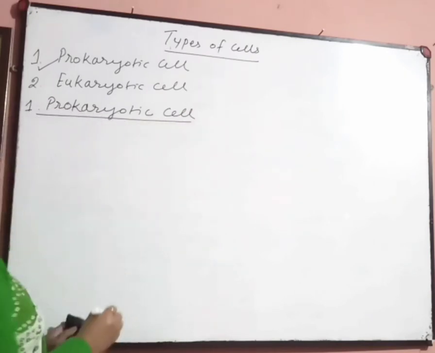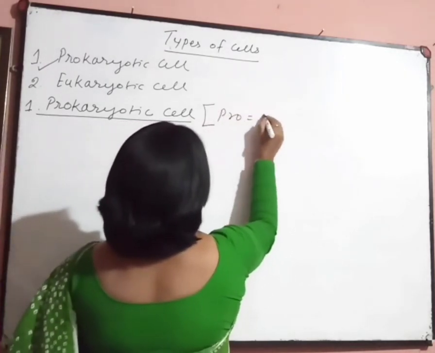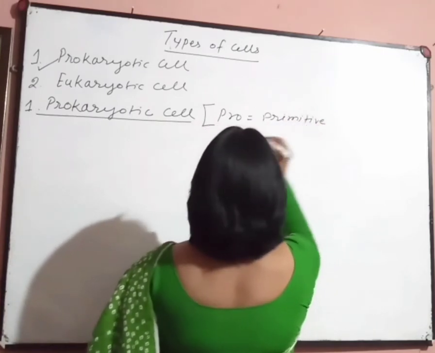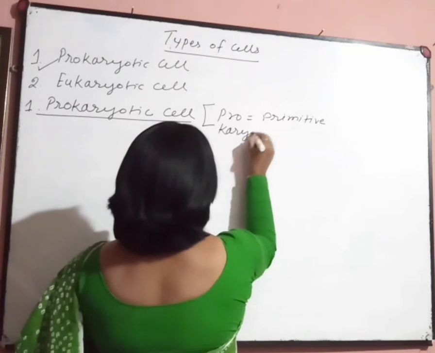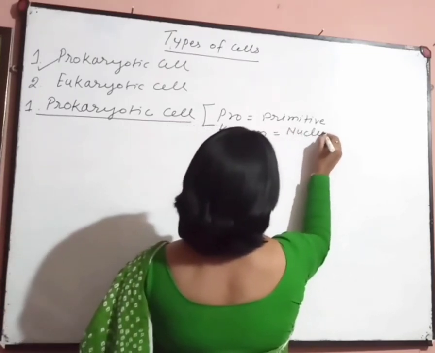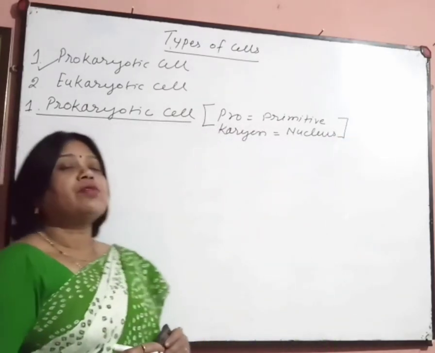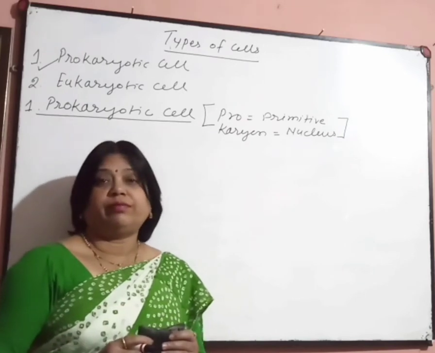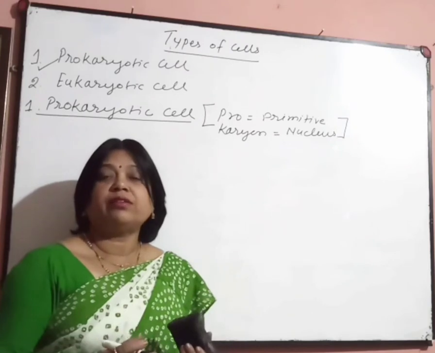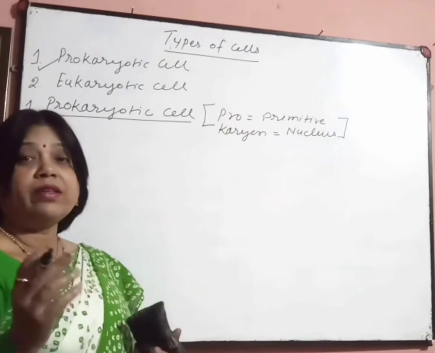The prokaryotic: pro means primitive and karyon means nucleus. That means primitive nucleus. The cell contains primitive type of nucleus. So now what is prokaryotic cell?